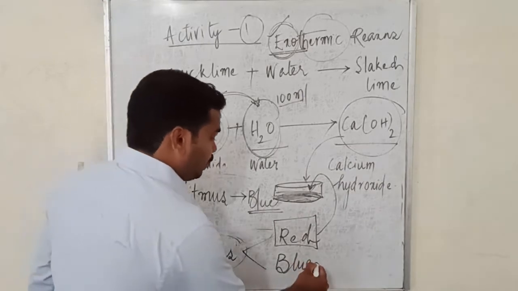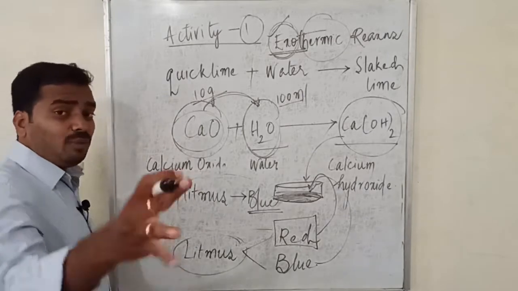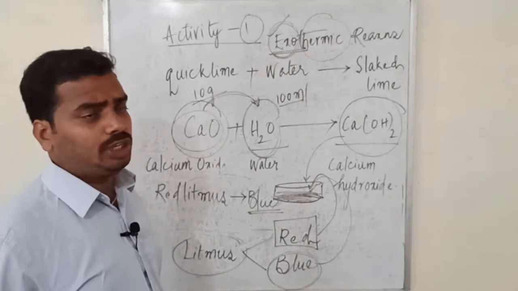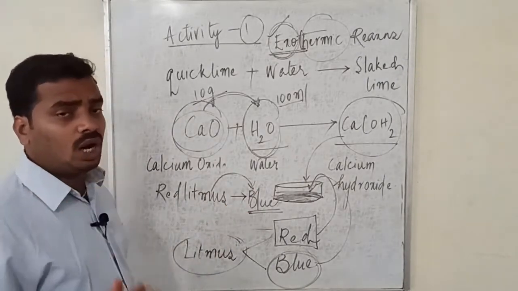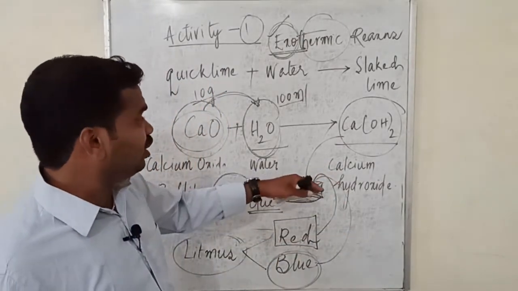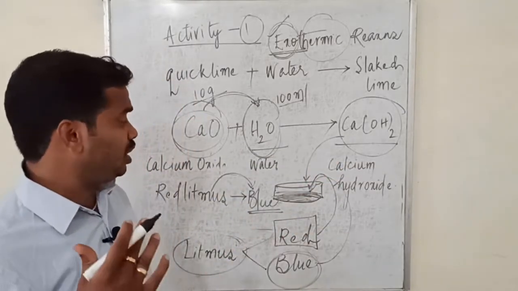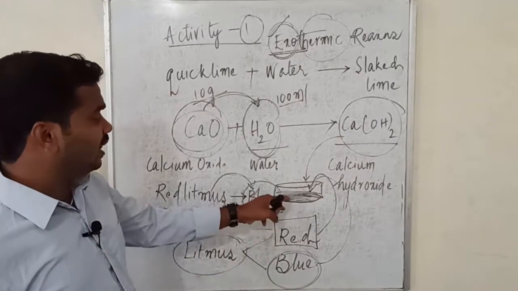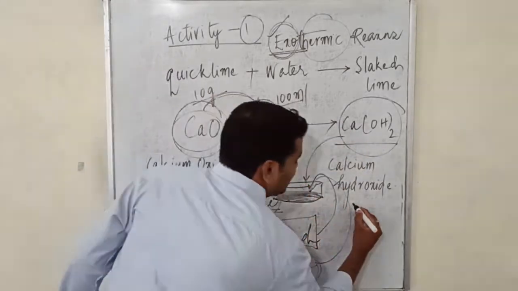Whereas when you dip the blue litmus paper in this, there won't be any change. Blue will remain the same. There won't be any change with the blue litmus paper, whereas the red litmus paper gets transformed into blue color, indicating the nature of the solution, that is whether it is acidic or basic. Try to remember, when red litmus paper turns into blue litmus paper, then you can say that the solution is a basic solution.